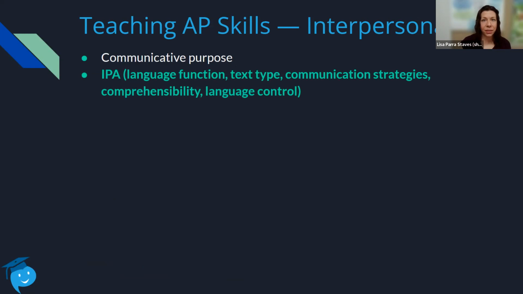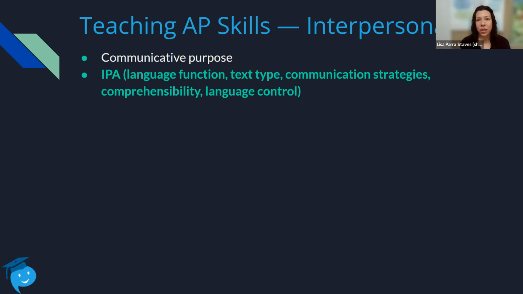I assess my students' interpersonal skills summatively and formatively through IPAs. Again, here I'm looking at their language function. How comfortable are they with the task? To what degree are they able to fulfill the task? Their text type: are they speaking in words, utterances, lists, chunks, phrases, complete sentences, connected sentences, compound sentences, leading into paragraph-like discourse?